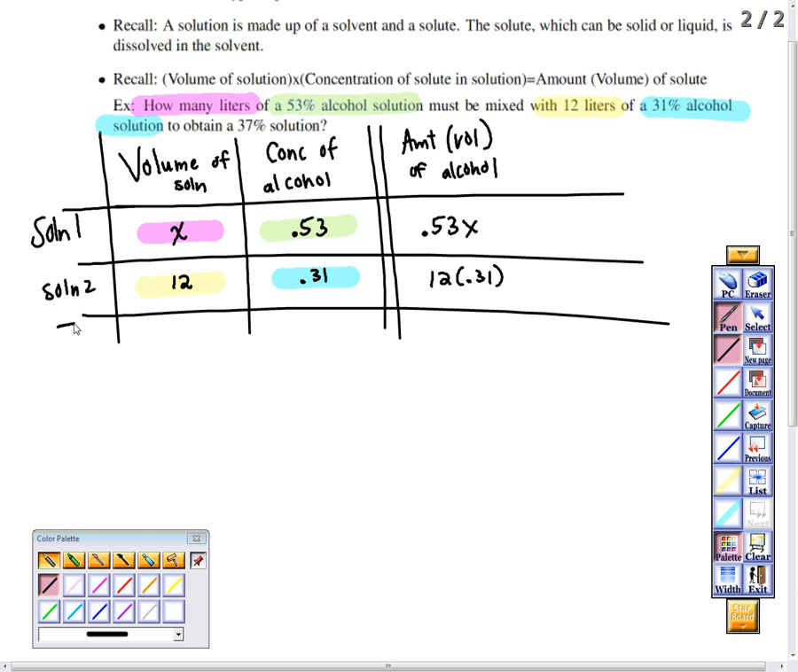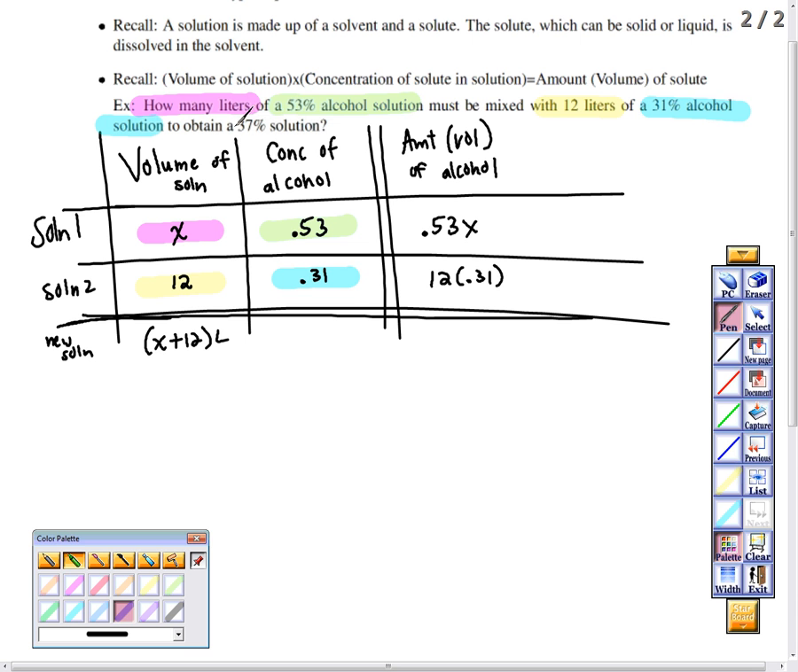Then we're going to have a new solution. What is the volume of the new solution? Well, if I had X liters originally, and I add 12 to that, the new volume is X plus 12 liters. What concentration do I want? I want a 37% solution, so that's going to be my concentration right here. 37% changes to 0.37. Now something interesting is going to happen in this box. I'm going to multiply across like I did before, so 0.37 times x plus 12. It's x plus 12 times 0.37, but I like to put the number in front.